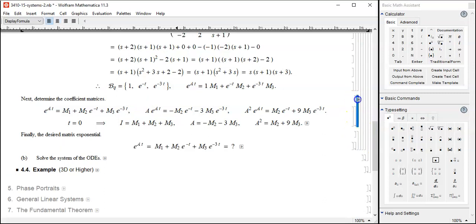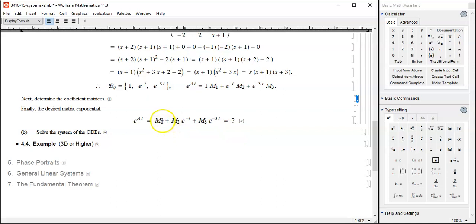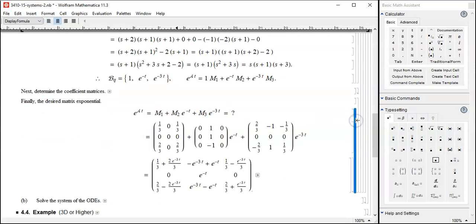Finally, we have the desired matrix exponential because we identified M1, M2, and M3. So what we have in the end, this is what we get in the end.